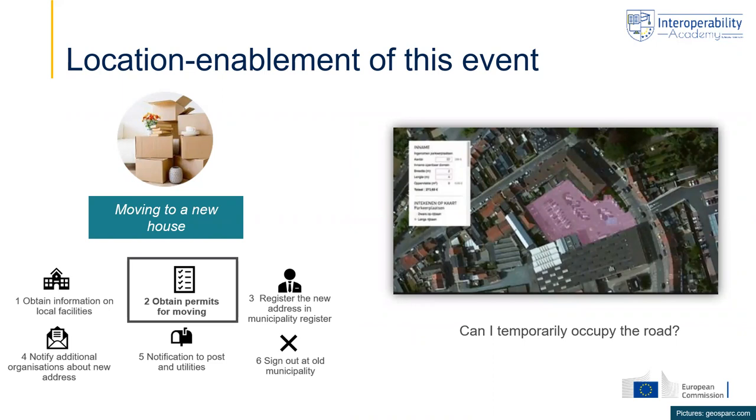A second example is about obtaining permissions for things related to moving. For instance, for occupying the road: if you want to have a lift to move all your stuff, or you want to put a truck with all your stuff at your new house, you will probably temporarily occupy the road. Then it's important for you as a citizen to know, am I allowed to do this? What is the procedure to make sure that I can have a permit to do that? Also here, we see that applications exist making use of location data and location technologies to support citizens in getting this information on whether or not they are allowed to do that, but also in initiating the application for the permit, to make sure that in the end the public authority will provide them with the permit on very short notice. Also here, one example where we already see the added value of location data.